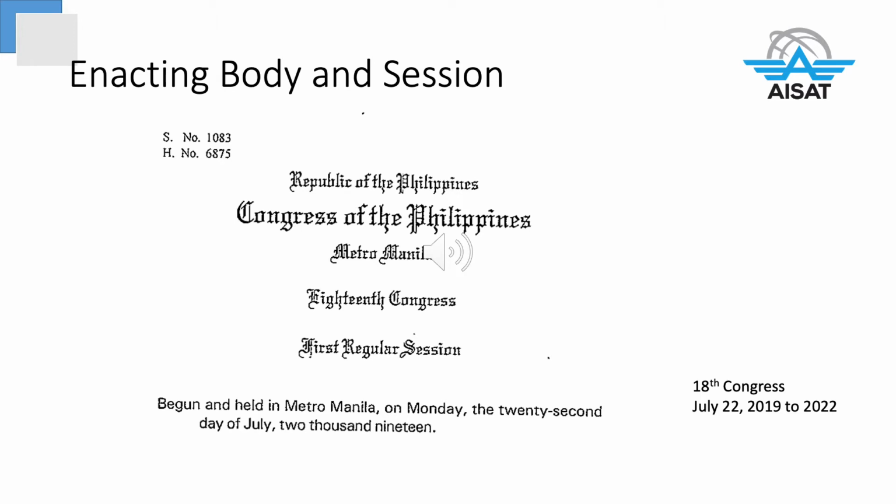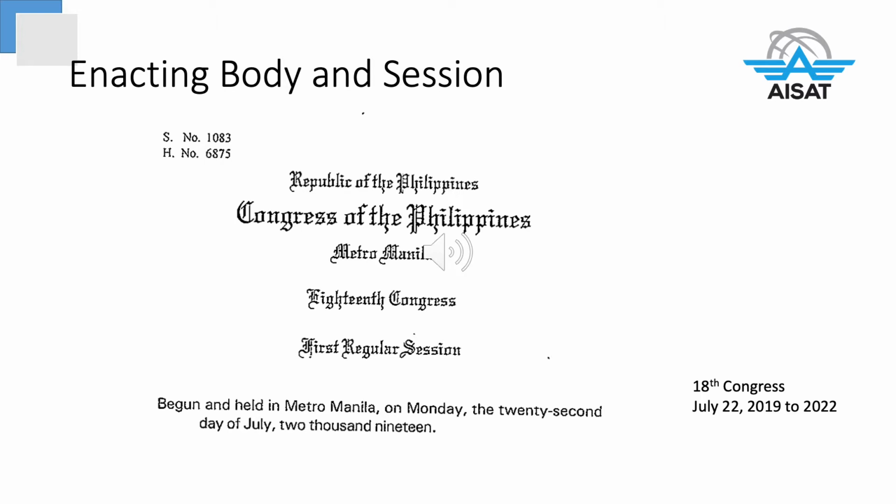Then we have Republic of the Philippines, Congress of the Philippines. Congress is the law-making body of the government. It is the legislative branch of the government. That's why all laws come from them, and they are located in Metro Manila. This law was enacted in the 18th Congress. The 18th Congress started from July 22, 2019 and will end in 2022.